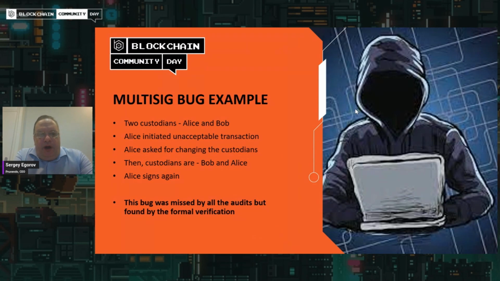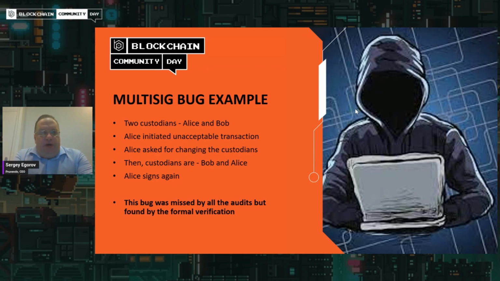For example, on this slide we can see an example of one of the bugs that was found during formal verification, and I agree that it's very hard to find this kind of bug during a traditional audit. So we have two custodians, Alice and Bob. Both of them must sign the transaction to submit it. Alice signs the transaction. Then she asks to change the list of custodians, and now she becomes the second signer rather than the first signer. So she has an opportunity to sign it again. I agree, it's a problem that's pretty difficult to find.